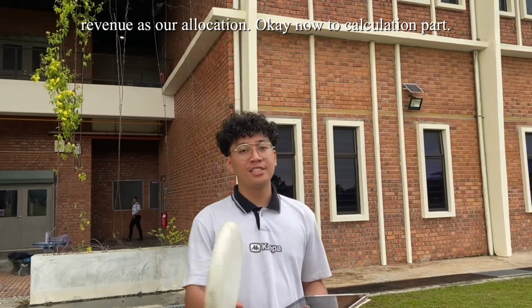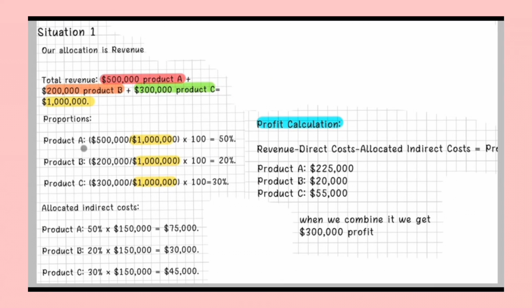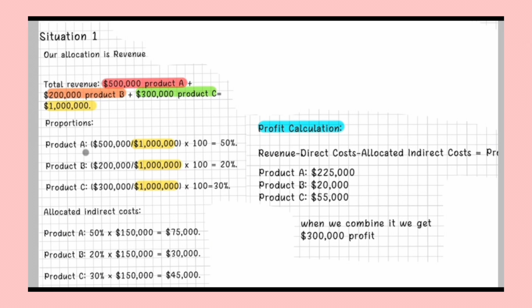Okay, now to the calculation part. In this first situation, our allocation is revenue. First we calculate the total revenue, where $500,000 of product A plus $200,000 of product B plus $300,000 of product C is equal to 1 million. With this 1 million of total revenue, we can calculate the proportion. Product A is 50%, product B is 20%, and lastly, product C is 30%. With these percentages, we can calculate the allocated indirect cost, where our indirect cost is $150,000. So product A is $75,000, product B is $30,000, and product C is $45,000.